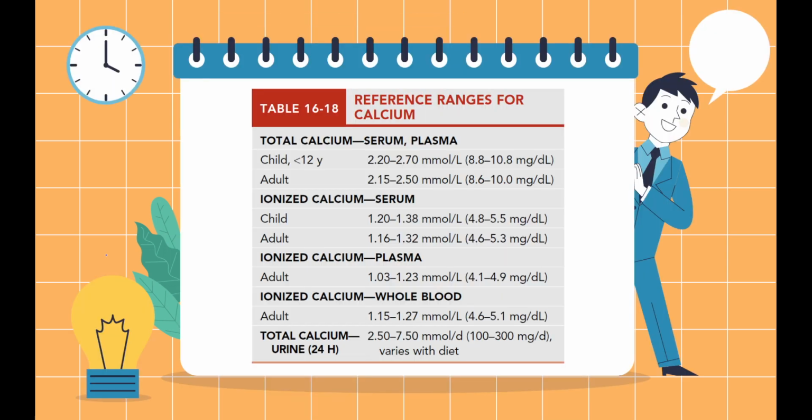This reference range, as you can see here, is the one placed in your insert. And here in the reference range, it is specified in terms of what we are looking at. If it is a child or an adult, if it is total or ionized, if serum or plasma, or whole blood, or even the 24-hour urine sample. So, be also familiar with this one.